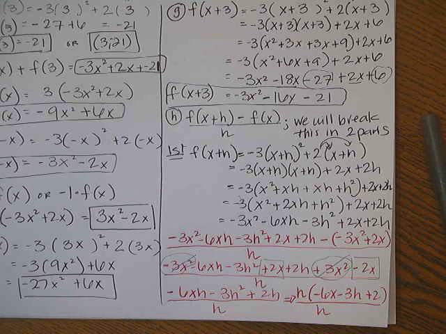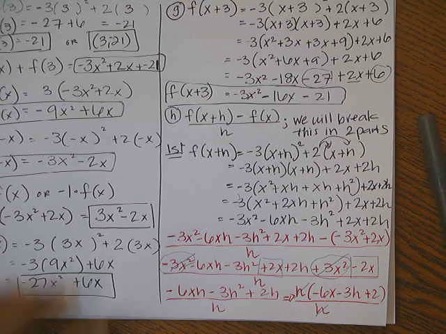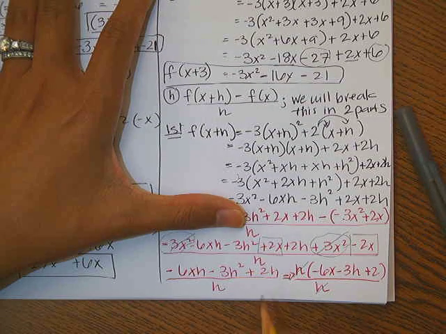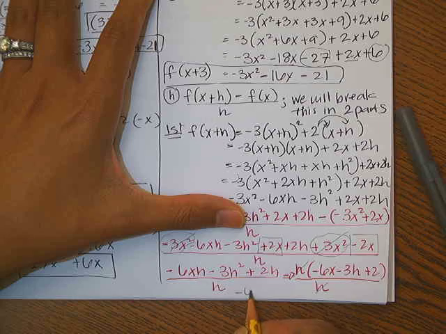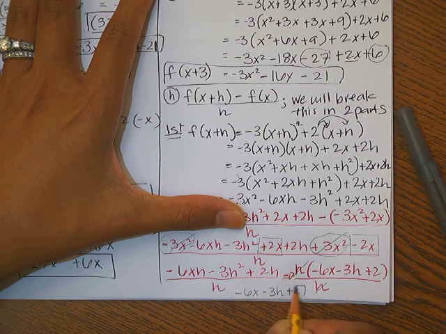If you have an h on the numerator divided by an h on the denominator, you can cancel that out. And guess what, your final answer is simply negative 6x minus 3h plus 2.